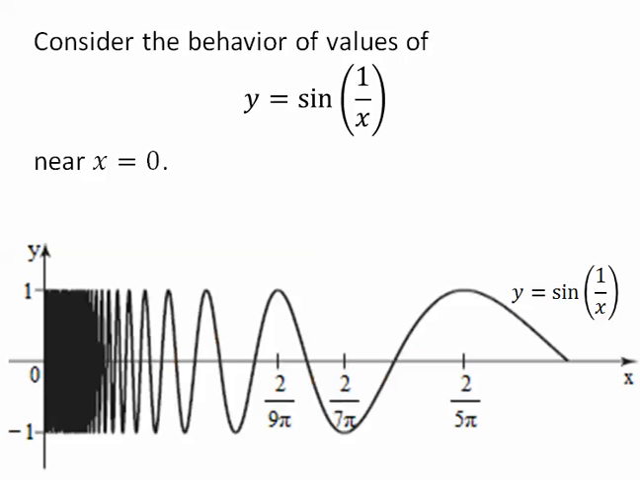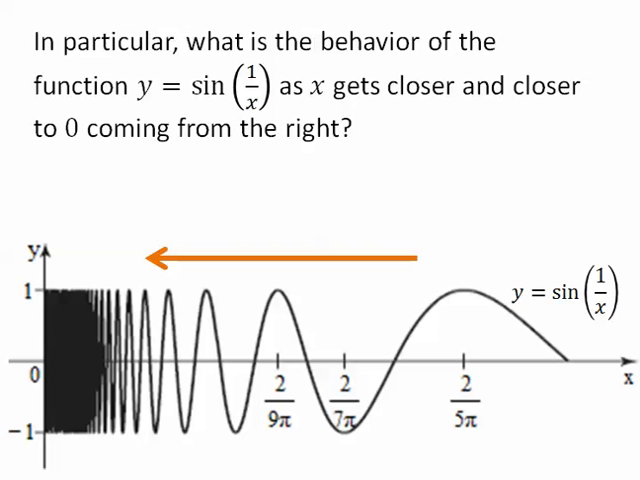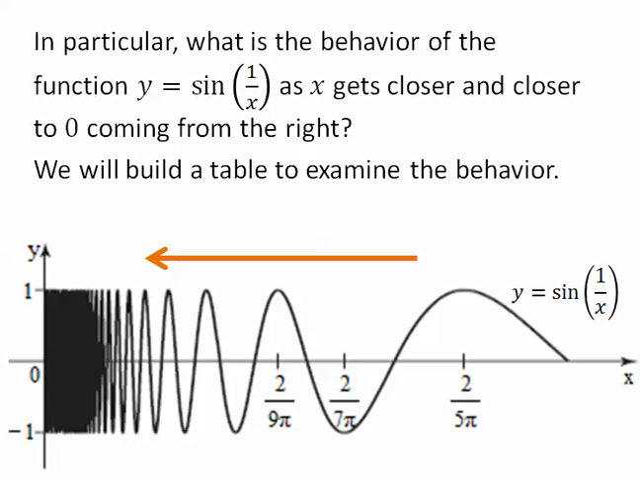2.2.21. Consider the behavior of the values of sine of 1 over x near x equals 0. In particular, what is the behavior of the function y equals sine of 1 over x as x gets closer and closer to 0 coming from the right? We will build a table to examine that behavior.